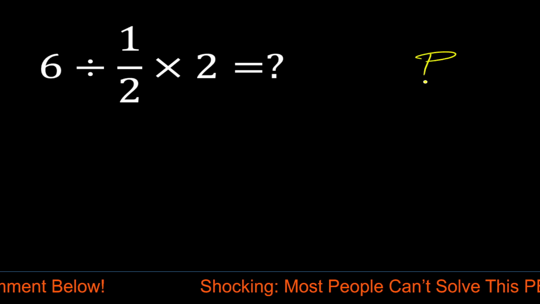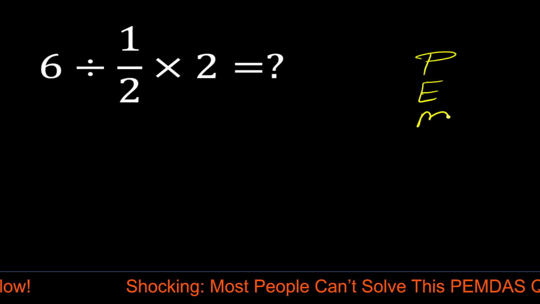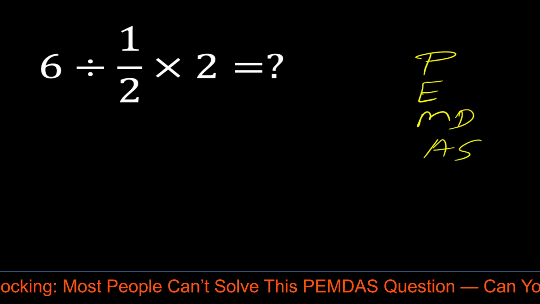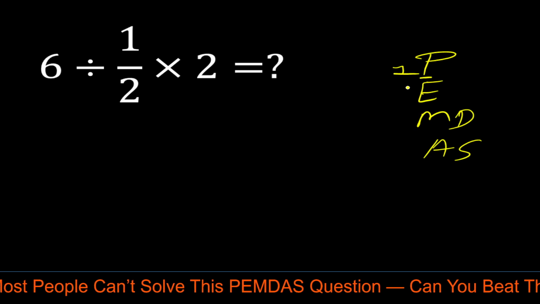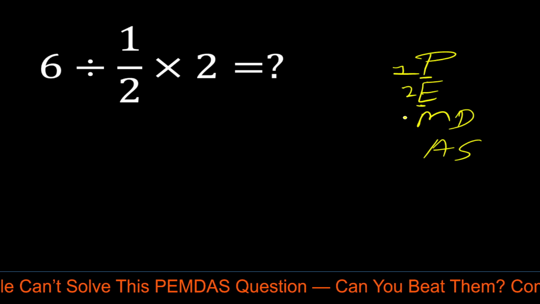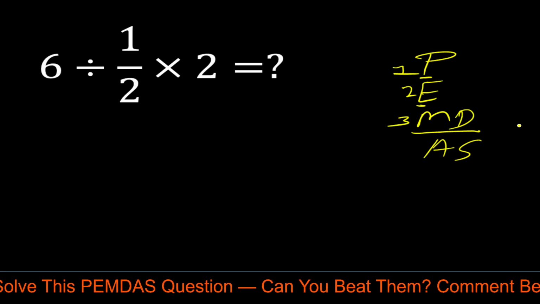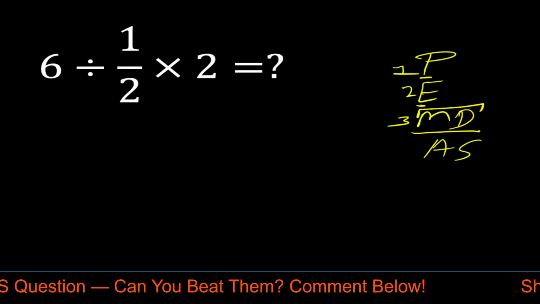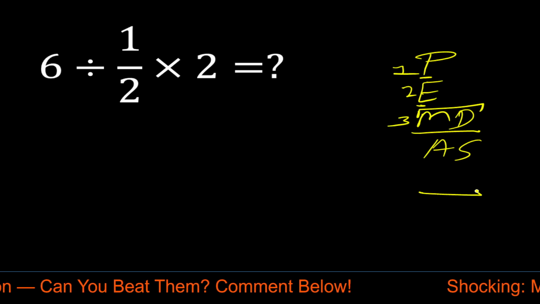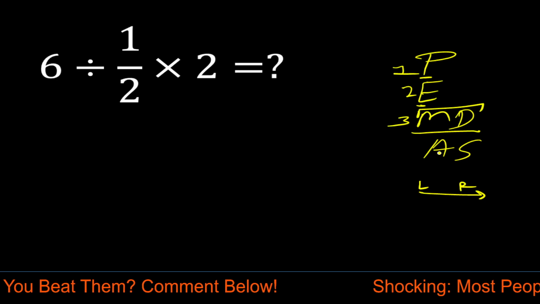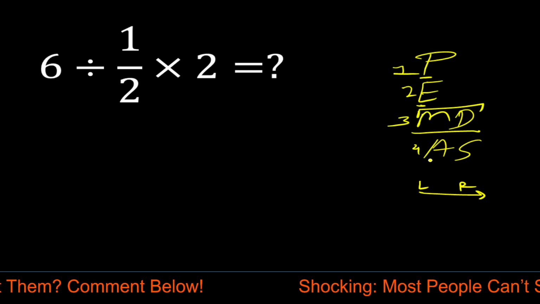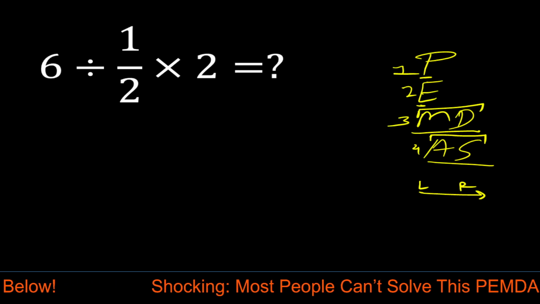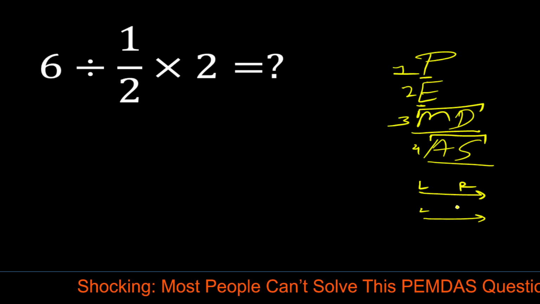So PEMDAS, P-E-M-D-A-S. So according to the PEMDAS rule, first priority is parentheses, then second priority is exponents, then third priority is multiplication and division. So here multiplication and division both have equal priority, so we have to solve it from left to right. Then fourth and last priority is addition and subtraction. Also addition and subtraction both have equal priority, so we have to solve it from left to right.